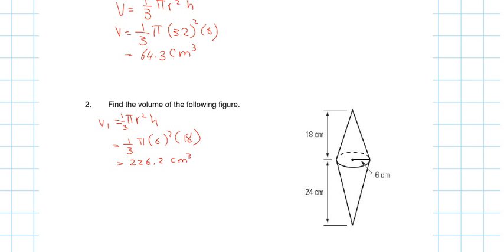Is that what you guys got? That's right. And that's volume 2. Same thing, 1/3 pi r squared h. The radius is still the same for both of them. The height is 24.